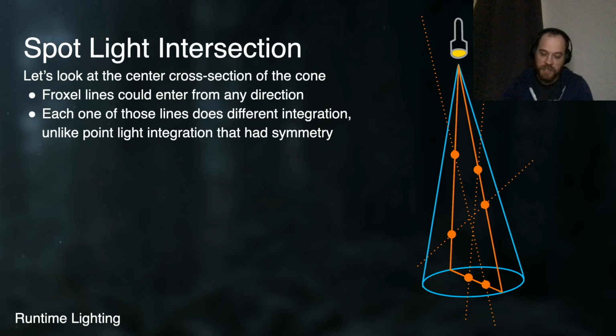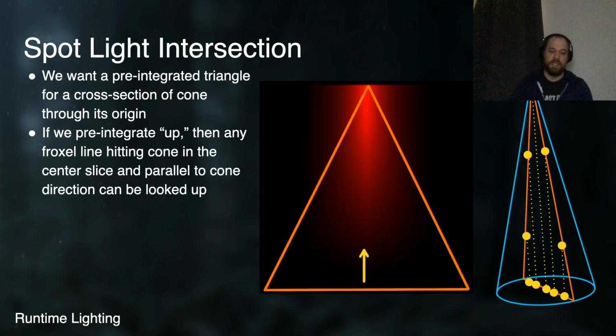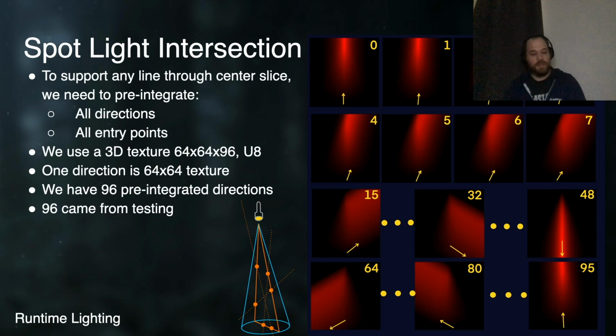So let's look at the center intersection. For the center intersection, we have one triangle, and we have all kinds of entry and exit directions, right? If we were to pre-integrate one direction of this triangle, this up direction, that would handle all of these cases going up in this triangle. To integrate all the directions going through this triangle, we need multiple textures. So we create one 3D texture, 64 by 64 by 96. The 96 came from testing, and that allows us to pre-integrate all directions intersecting this particular plane.